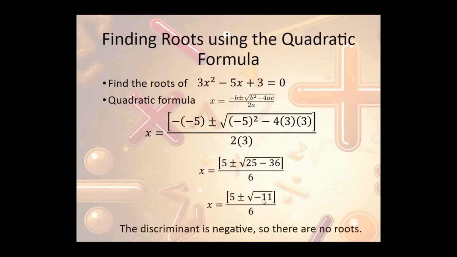Well, going back to our idea of a discriminant, we know that if there is a negative under the radical, there are no roots. So in this case, we would just say there are no roots, or we'd say no solutions.